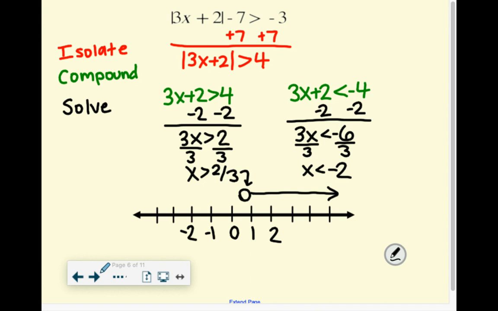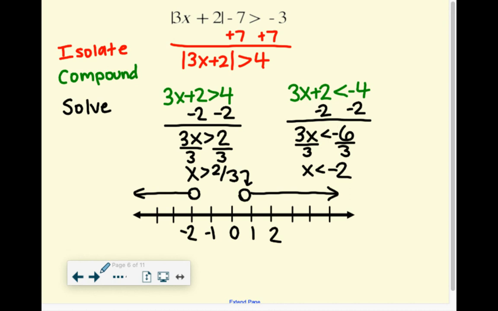Then my x alone is x is less than -2. So I'm going to go to -2, open circle because there's no equals to, and I'm shading to the left because that's less than. Okay, and notice how this greater than inequality naturally turned into one going the opposite direction. Okay, that's going to happen sometimes.